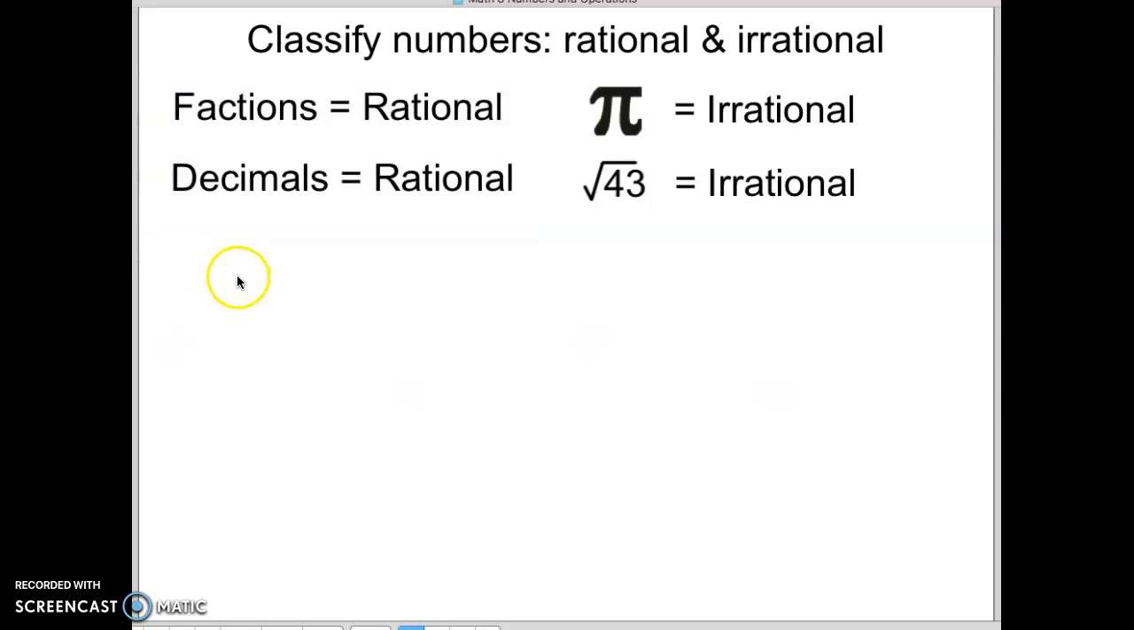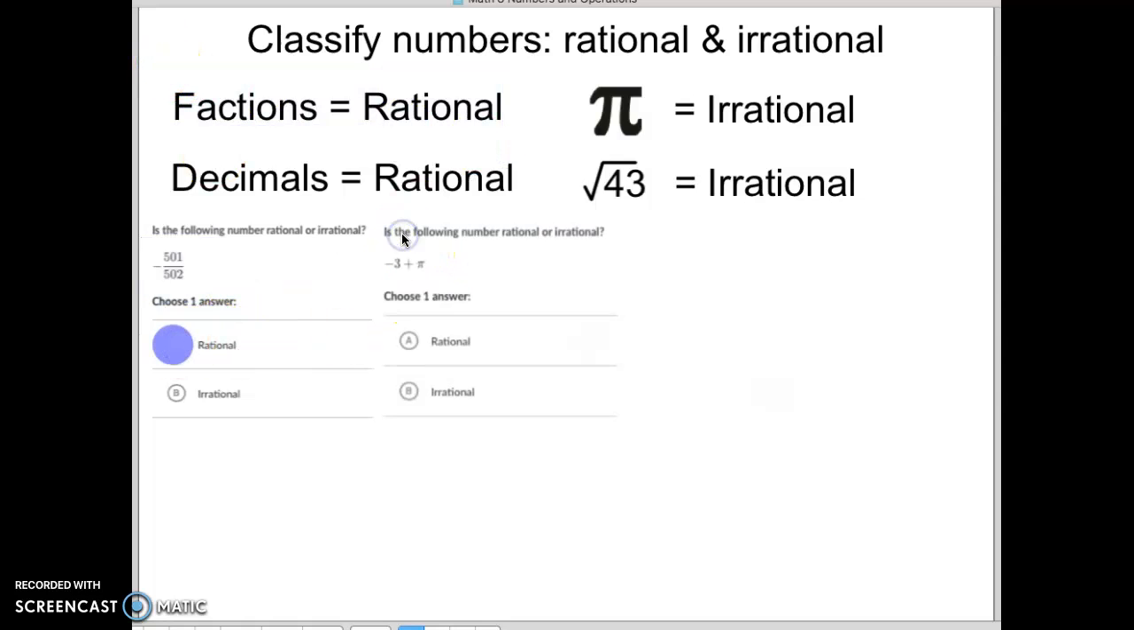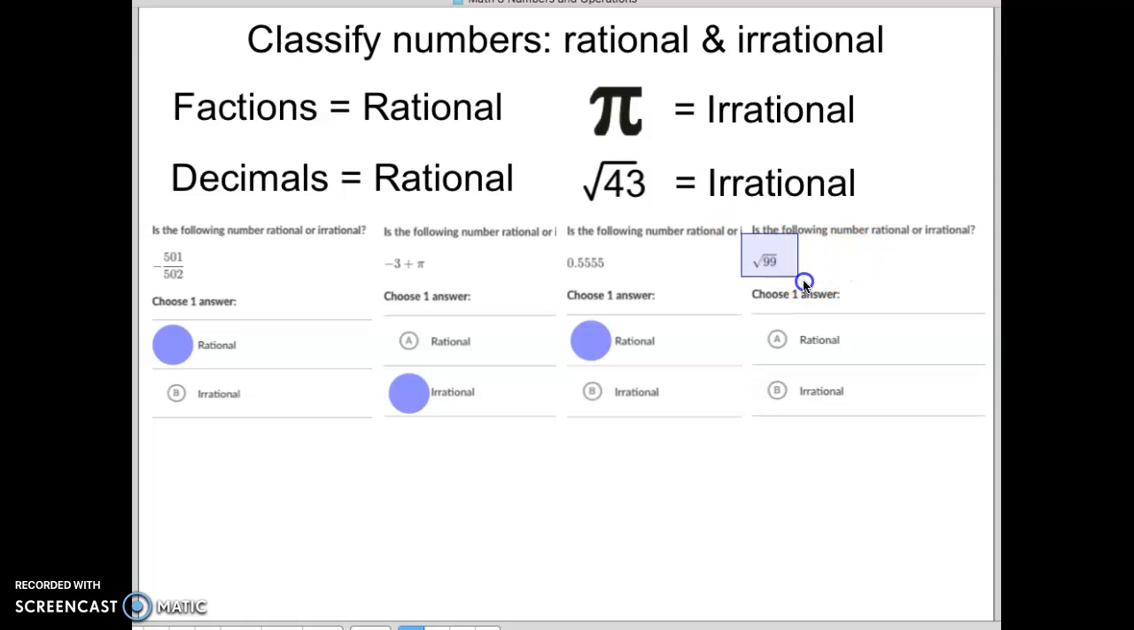So let's do 4 examples. First example. Hey, look at that, we have a fraction, okay? Fractions are rational. Boom, done. Next one. Hey, look at that, there's a pi symbol in there. Pi is irrational. Done. Next one. Hey, we have a decimal. Decimals are rational. Done.